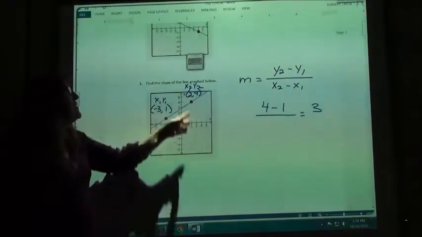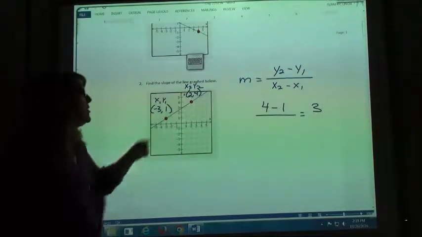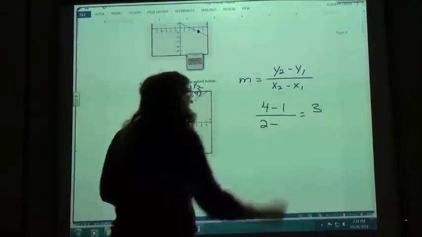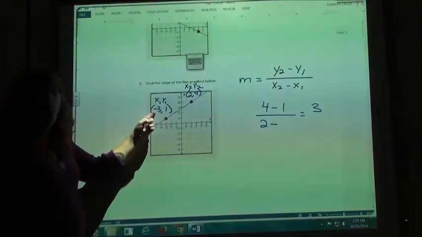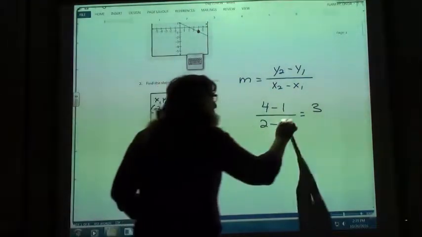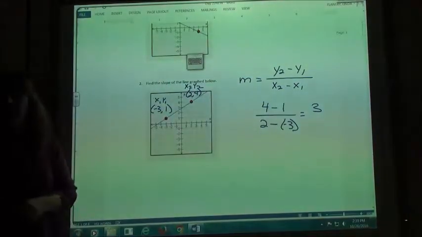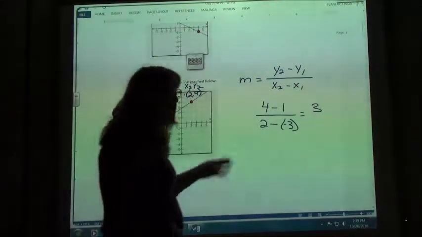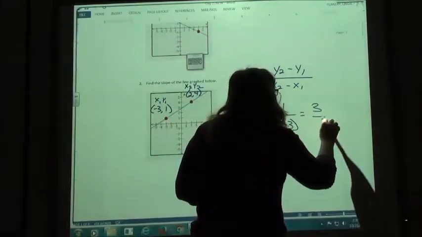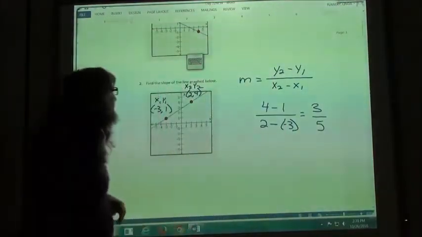Doing my x's. The x value from point 2 is 2. I'm going to subtract my x value from point 1, which is a -3. Again, I'm subtracting a negative, so when I subtract a negative, I end up adding. 2 minus a negative 3 is 5.